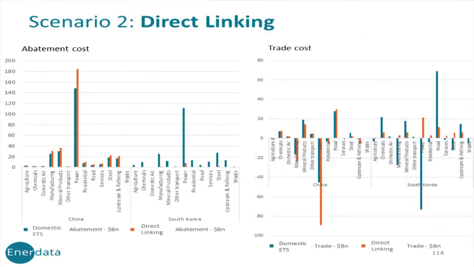So now we link both markets, Chinese and South Korean ETS, and we see what happens. If you look at this graph, in orange, you have the level of trade for South Korea. So in orange, it's the direct linking scenario. What you can see is that all sectors become net buyers on the market. So it means that South Korea will start buying permits from China.